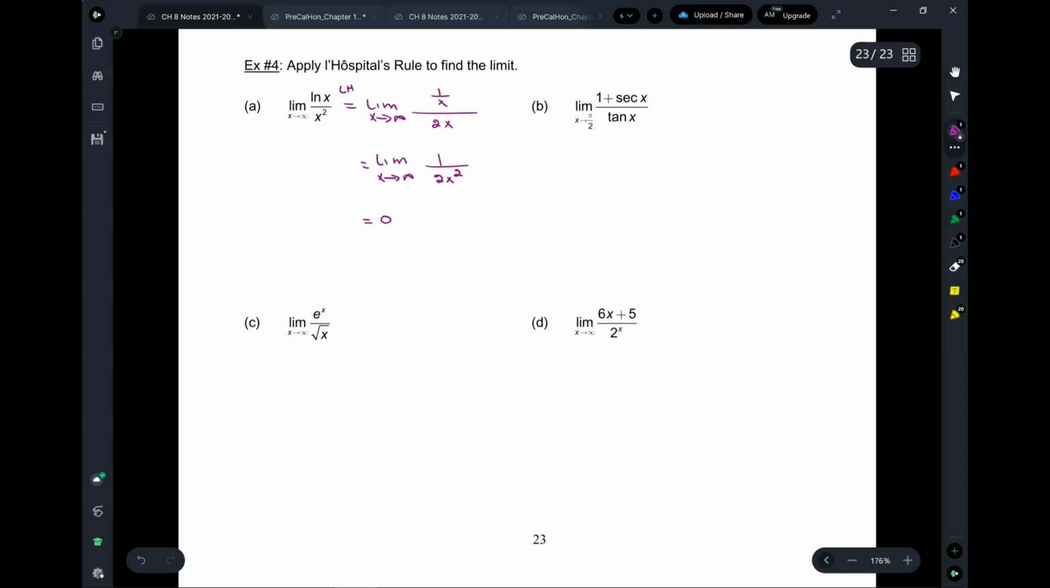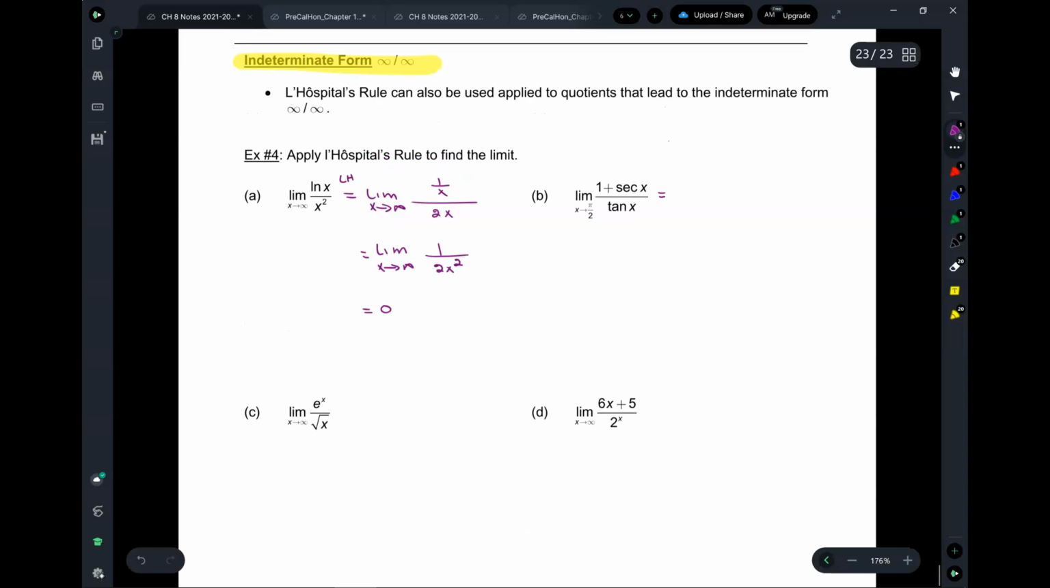Okay? All right. 1 over a very large number is 0, as the denominator gets large, right? Okay, so here, remember the graph of secant? Secant graphs look like this. Remember? So at pi over 2, the secant jumps up to infinity. So that's infinity. And then tangent at pi over 2 is also infinity.